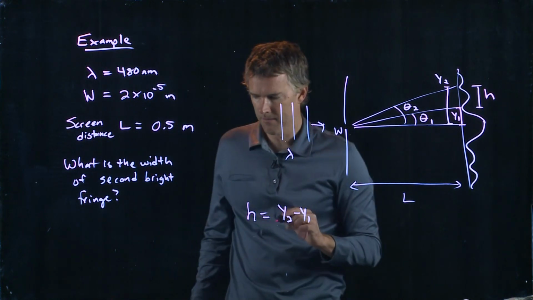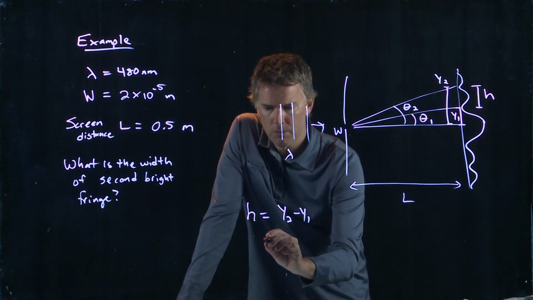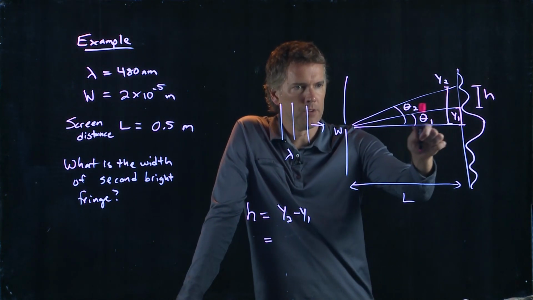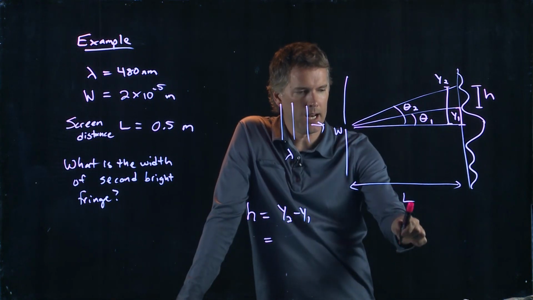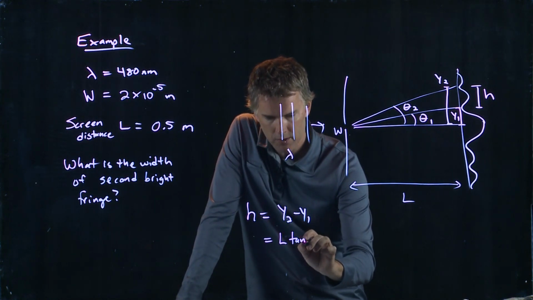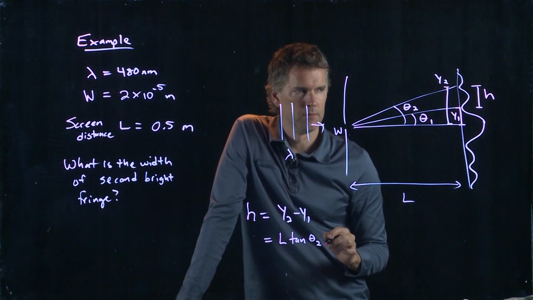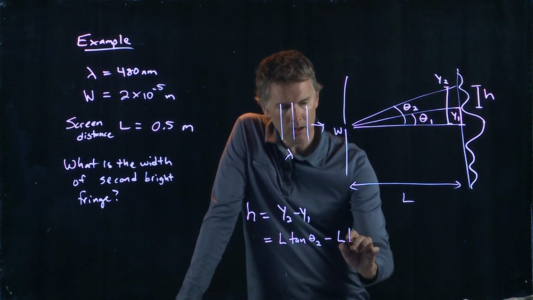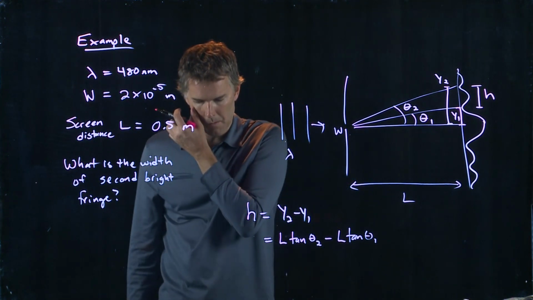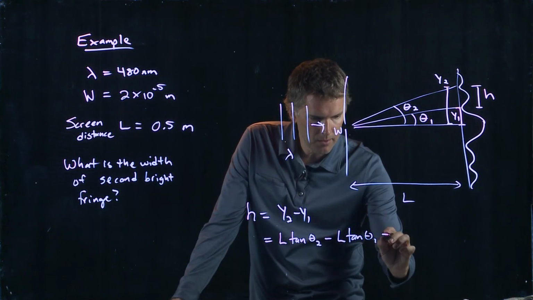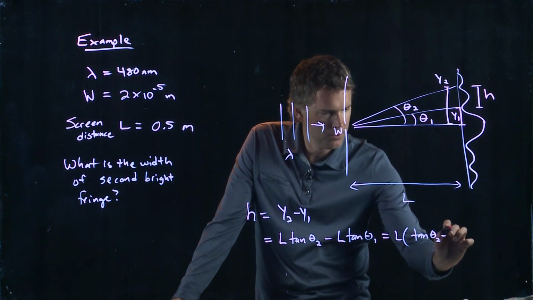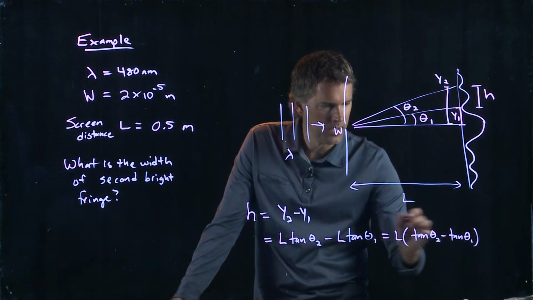All right, that's not too bad. But y2 looks like I can put it in terms of this triangle. I have the angle theta and I have the distance L. So y2 is going to be L tangent of theta 2. y1 is going to be L tangent of theta 1. All right. I get a common L there, so I can factor it out: tangent of theta 2 minus tangent of theta 1.